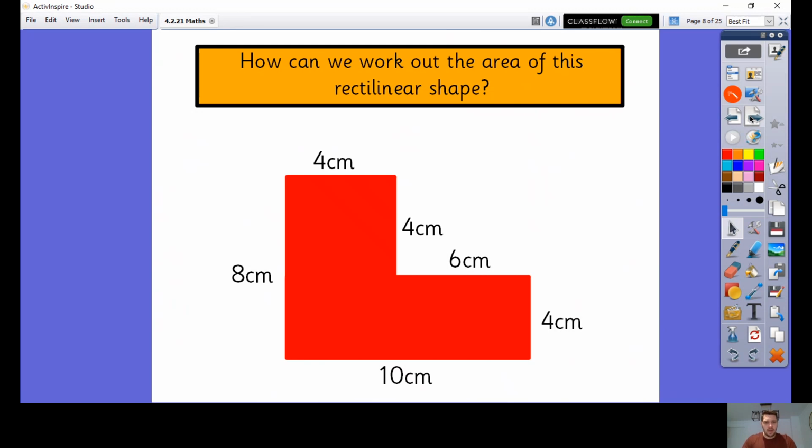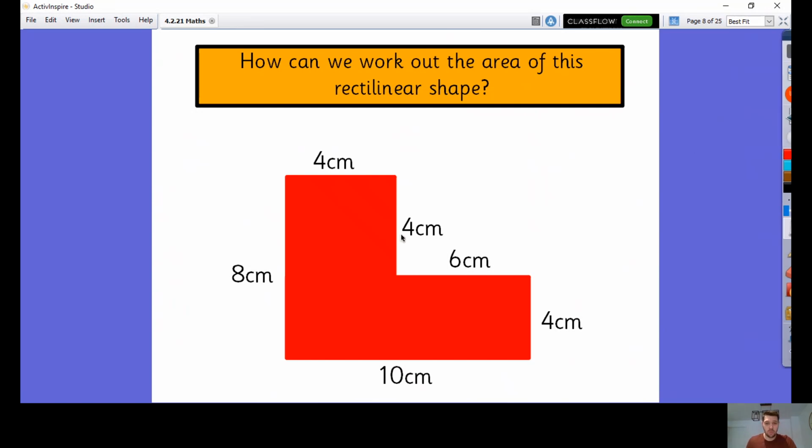Okay, how can we work out the area of this rectilinear shape? We can work out the perimeter because I have all the lengths for my sides. I could do 8 plus 4 is 12, 12 plus 4 is 16, 16 plus 6 is 22, 22 plus 4 is 26, 26 plus 10 is 36. So the perimeter would be 36.